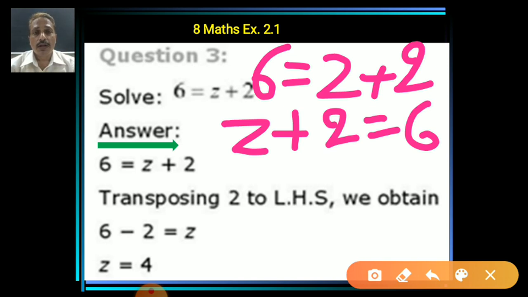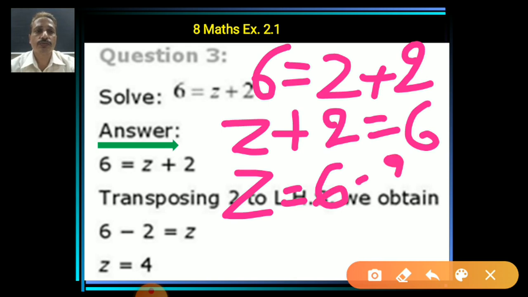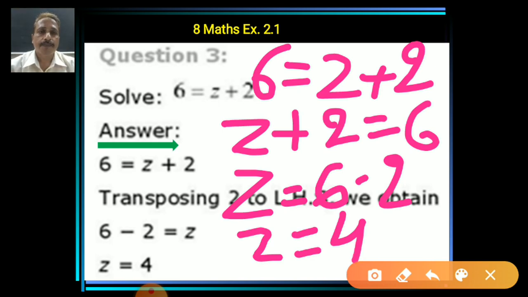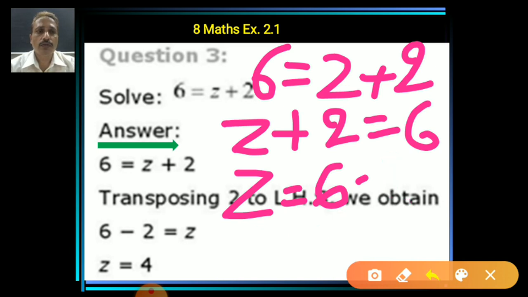Variables remain on the left side, and numbers are shifted or transposed to the right side. So the solution will become like this: Z is equal to 6 minus 2. Yes, and 6 minus 2 gives me 4. That becomes Z is equal to 4. This is our method. But don't worry, if you are moving according to the questions, you can solve.